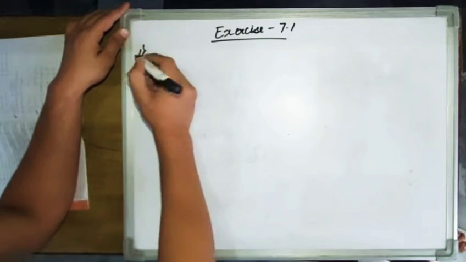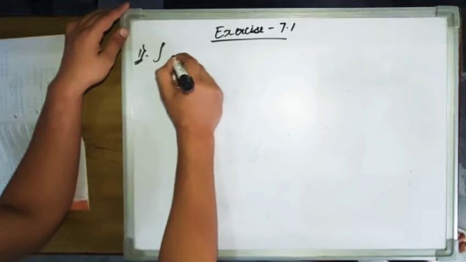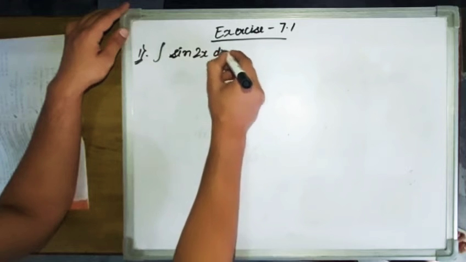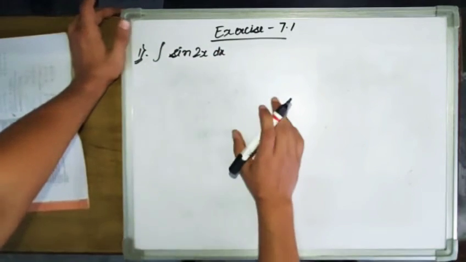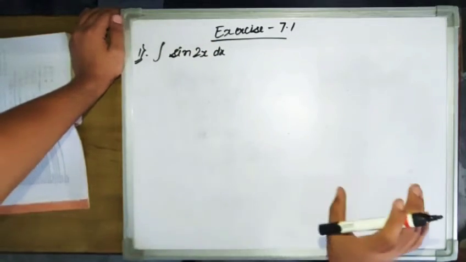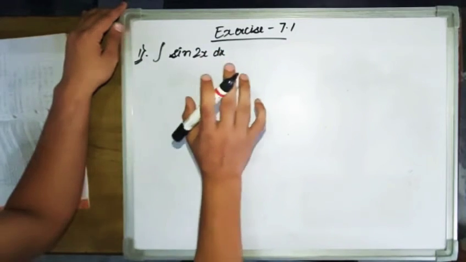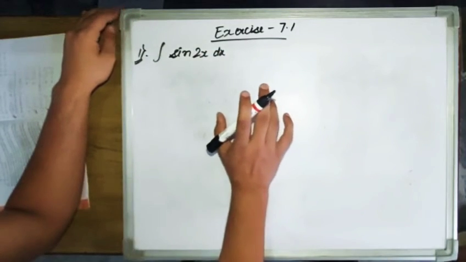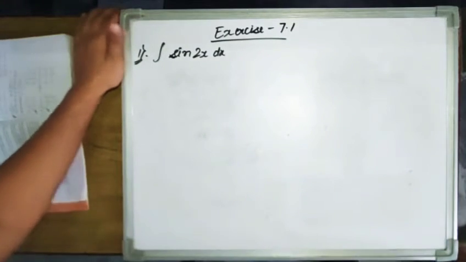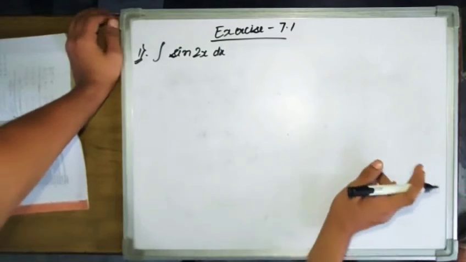The very first question is find out the antiderivative of sine 2x dx. In the very first question we need to find out the antiderivative of sine 2x, which we can say is the integral as well. The question states that we need to find out the antiderivative or integral by the method of inspection. The method of inspection is for the basics. We are going to start from the next level.